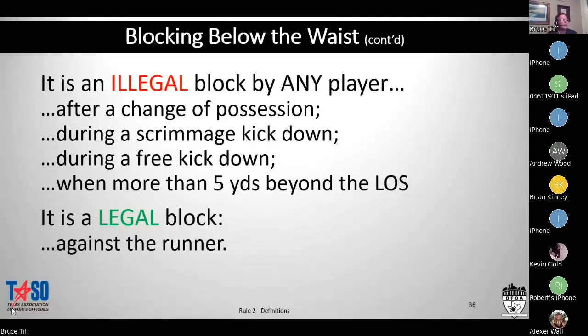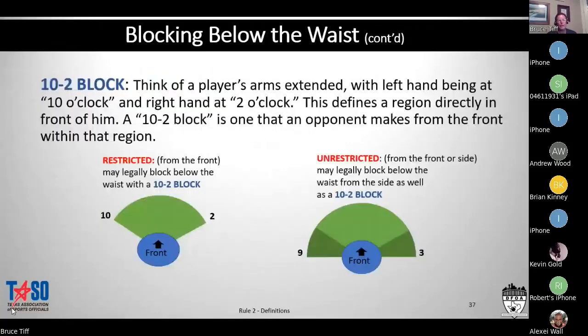So let's talk about terminology you're going to hear a lot. You won't see it as much in the rule book anymore, but this is the best way to visualize it. When players are blocking below the waist, we talk about this 10-2 block. Think of the player who's getting blocked having his arms extended out like this, with the left hand at the 10 o'clock position, standing on the face of a clock, and their right hand at the 2 o'clock position.